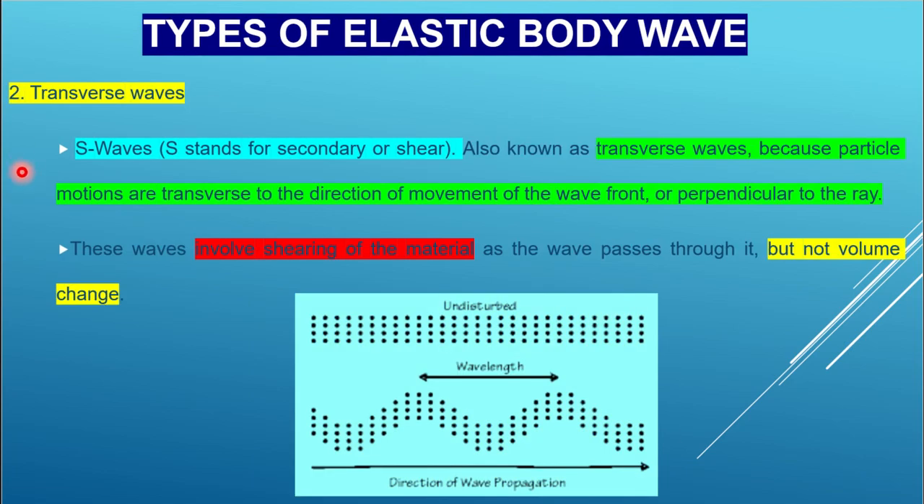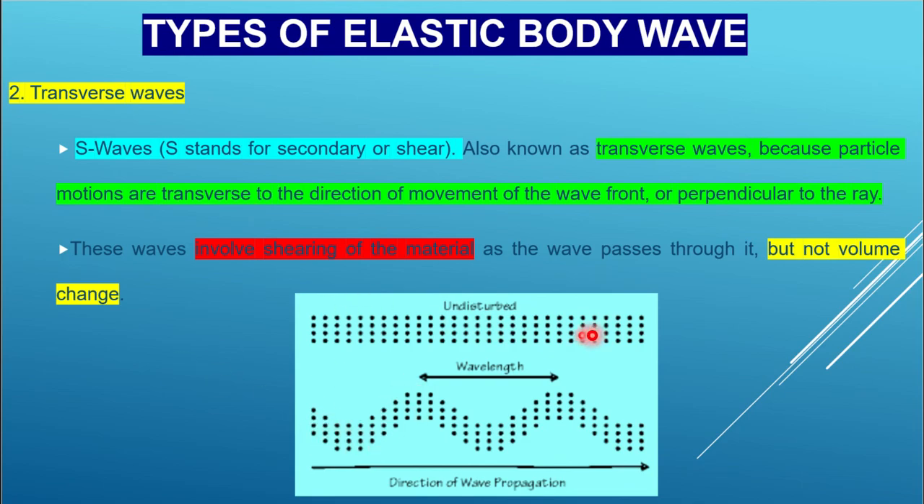And the second type of wave is the transverse wave. From the name itself, transverse means perpendicular, right? Transverse waves are also called S waves. S stands for secondary or shear. Why transverse wave? Because the particle motions are transverse. You can see here the particle motion.